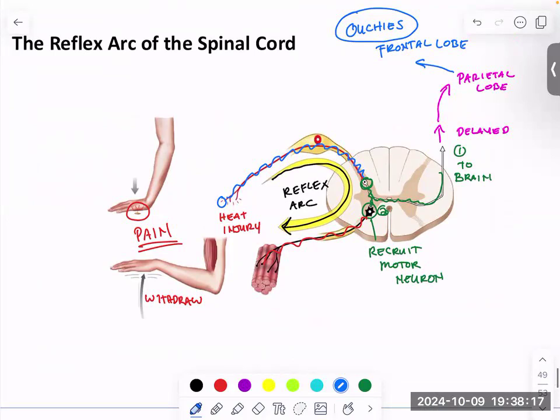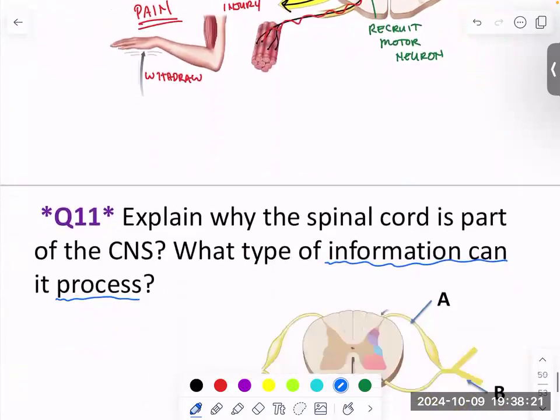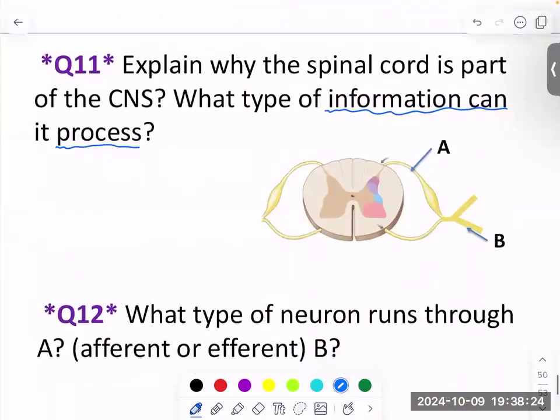Which type of responses, folks? Reflexes. That is the best example you can provide. It receives sensory information and makes a decision of a motor response. Reflexes are the primary information that it completely processes, a whole circuit without including the brain.